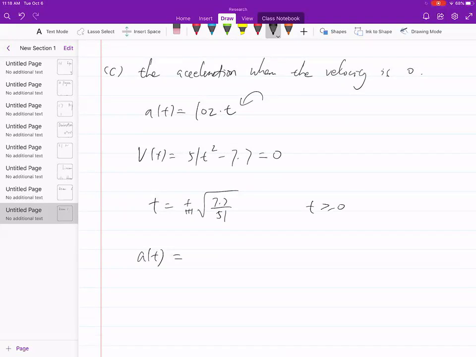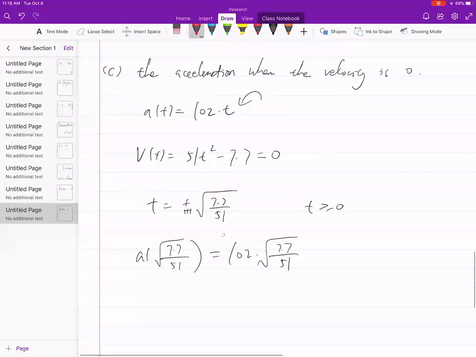So at t equals square root of 7.7 over 51, the acceleration is 1.2 times that. I would say for web work, you can just plug this one in. For our class, you can also plug this one in. Technically, in the exam, you will never see some number which is as bad as this. But if it is, you just keep it that way. Sounds good?